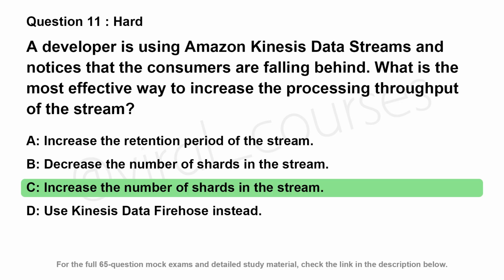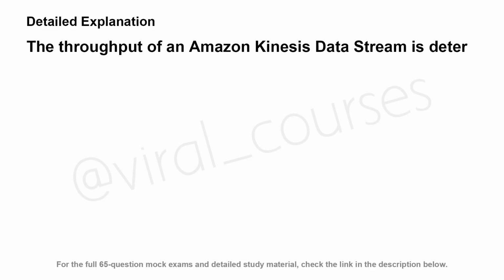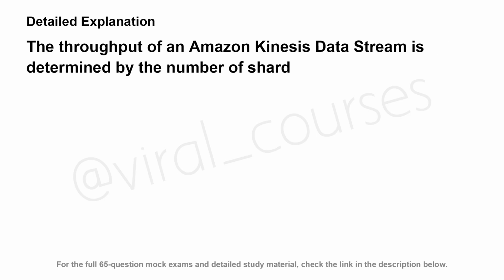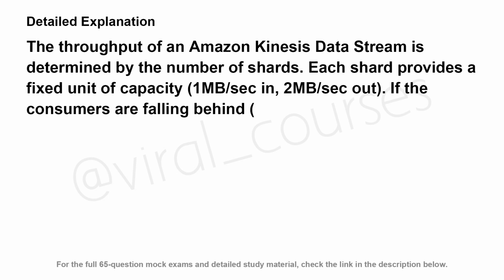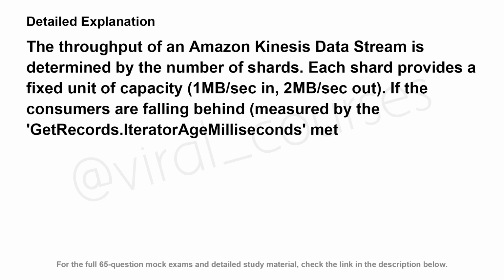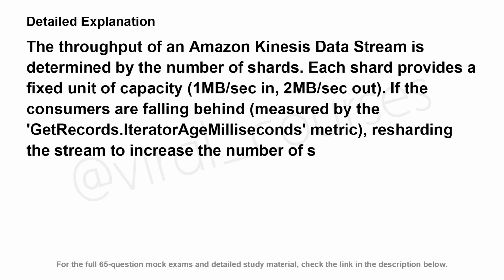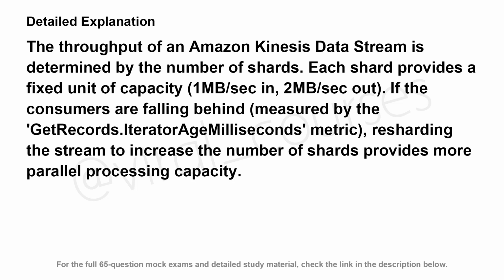The correct answer is C. The throughput of an Amazon Kinesis data stream is determined by the number of shards. Each shard provides a fixed unit of capacity: 1 megabyte per second in, 2 megabytes per second out. If the consumers are falling behind, measured by the GetRecords.IteratorAgeMilliseconds metric, resharding the stream to increase the number of shards provides more parallel processing capacity.